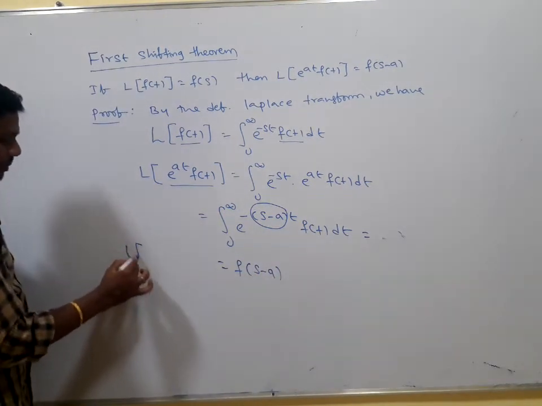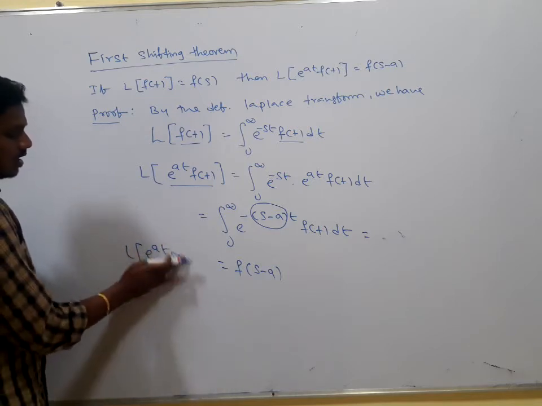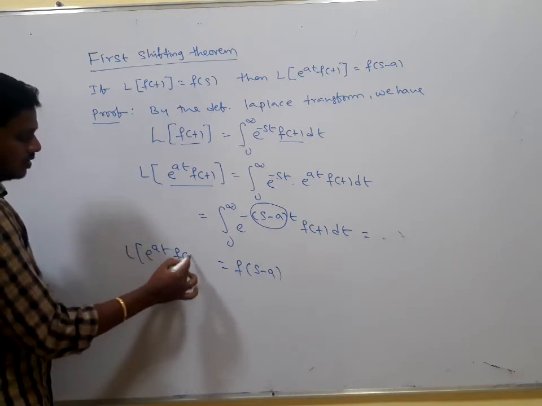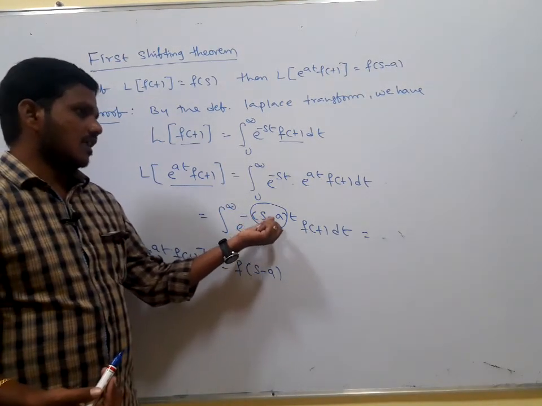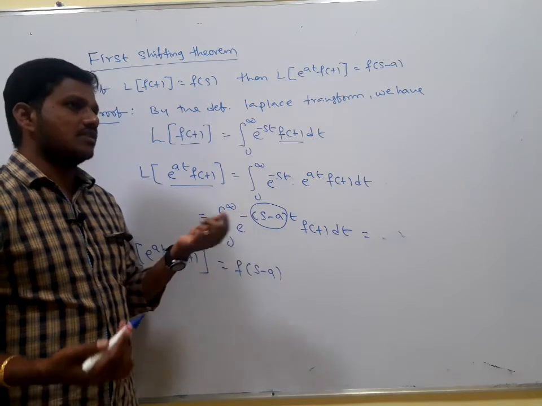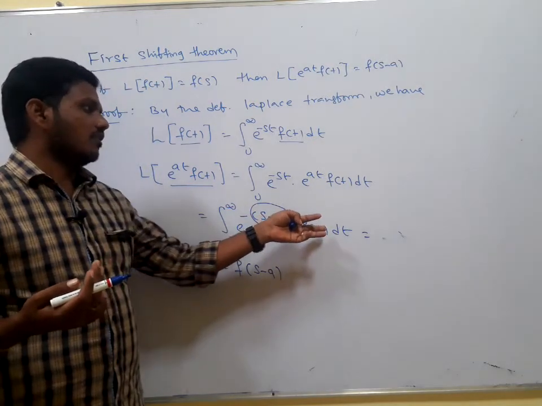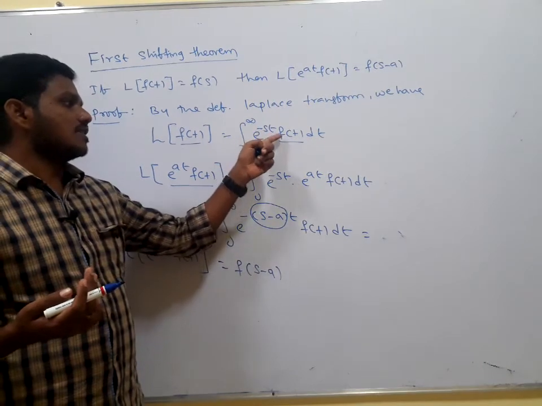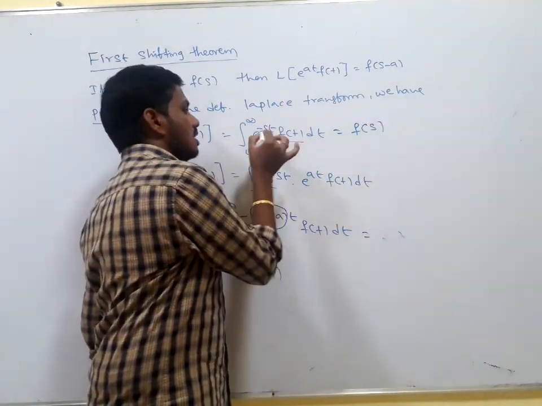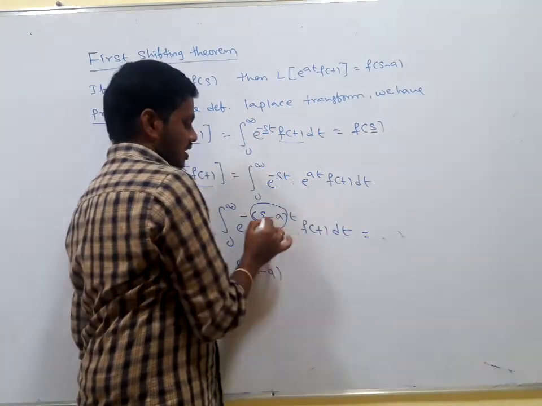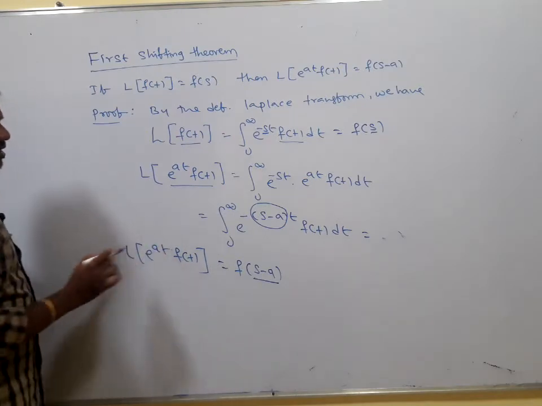Therefore, the Laplace transform of e to the power of at into f of t is equal to F of s minus a. Here s is a constant, a is a constant. If you replace s minus a with some u, it becomes the integral of e to the power of minus ut into f of t dt. In e to the power of minus st into f of t dt, what we are taking here is F of s. Here s is there, we write s. Here s minus a is there, we write s minus a. That is a constant, right? So this is a Laplace transform.